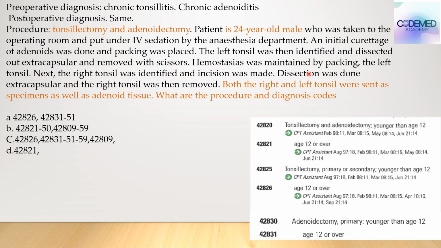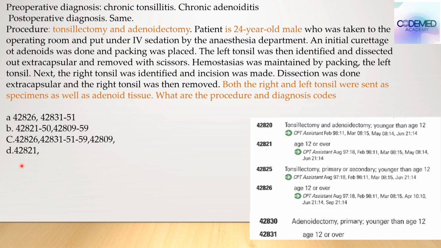Hemostasis was maintained by packing the left tonsil. Next, the right tonsil was identified and an incision was made. Dissection was done extracapsular, and the right tonsil was then removed. Both the right and the left tonsils were sent as a specimen as well as the adenoid tissue. What are the procedure and diagnosis codes? So let us see what our options are.